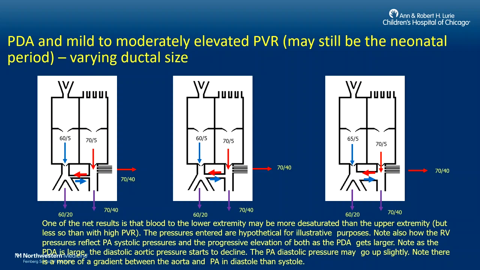Okay, and it depends on, again, this is elevated PVR. So although I put in each case there is elevated pressures in the PAs, and I made these pressures up, I just want to show they're elevated. The issue here with high PVR and then ductus size is that you're going to have some desaturation. That's the point I'm making.